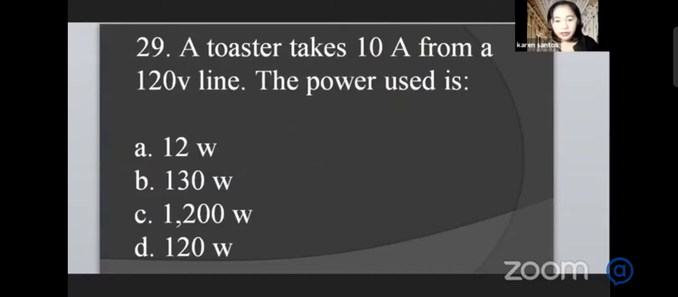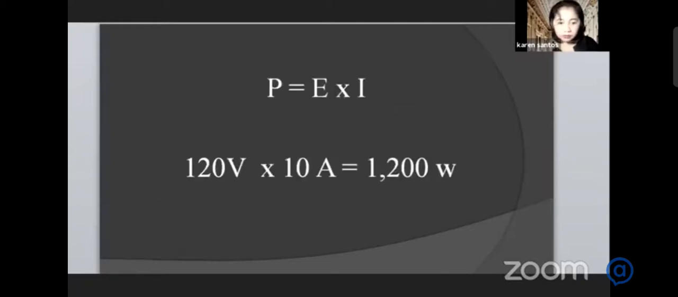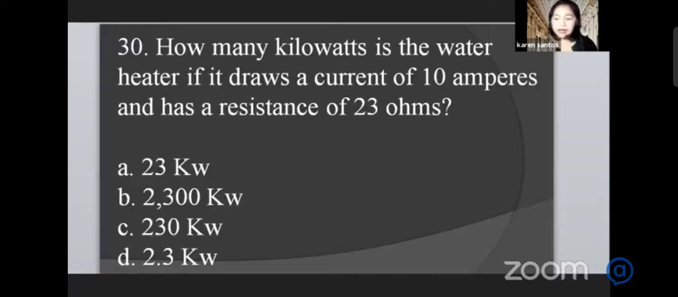Okay, that's why the answer in number 29 is 1,200 watts, or P is equal to E times I. E is 120 volts times I, 10 amperes. So it equals 1,200 watts. Okay, next.